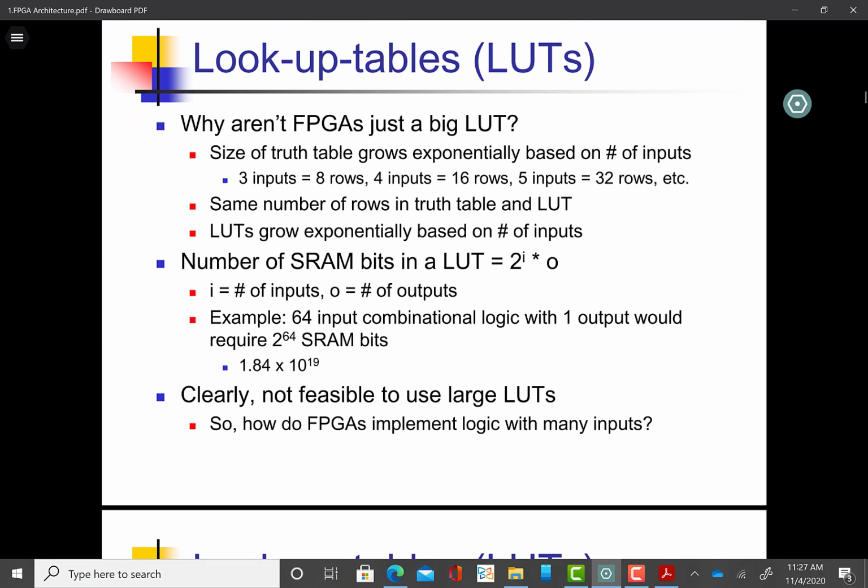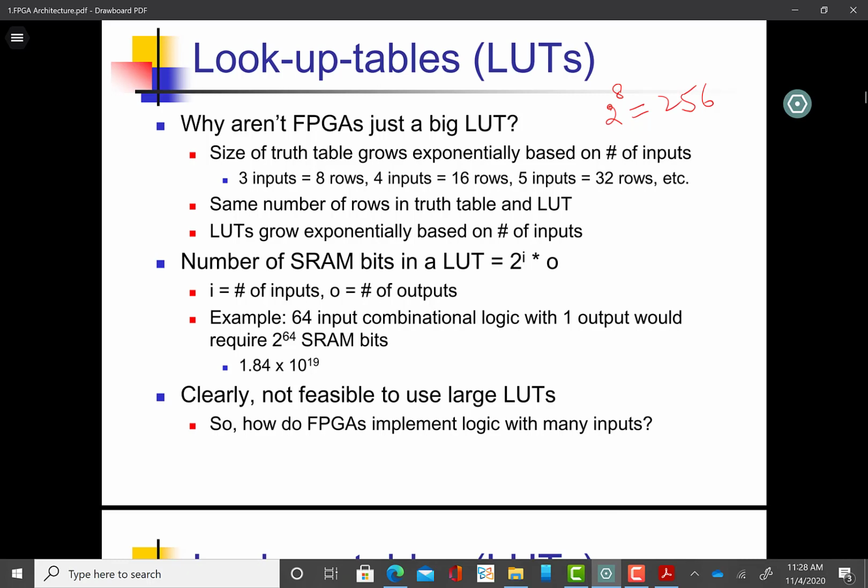So here are some questions. Why aren't FPGAs just a big lookup table? So you see, the number of SRAM cells grows with the number of inputs. If we have 8 inputs, we will need 256 SRAM cells, and then we will need a 256 cross 1 mux inside it. So it becomes huge. Okay, so that's why it's not good to use a large mux.